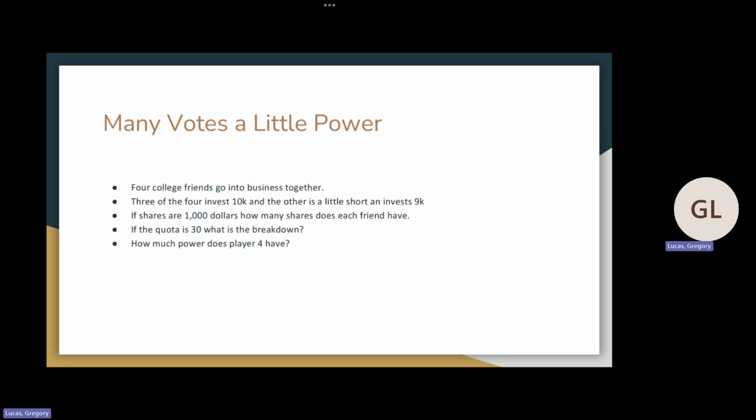Okay, let's look at another situation here. So 4 college friends go into business together. 3 of the 4 invest 10,000, and the other is a little short and invests 9,000. If each share is $1,000, how many shares does each friend have? If the quota is 30, what is the breakdown? And how much power does player 4 have? So pause this and let's answer those questions.